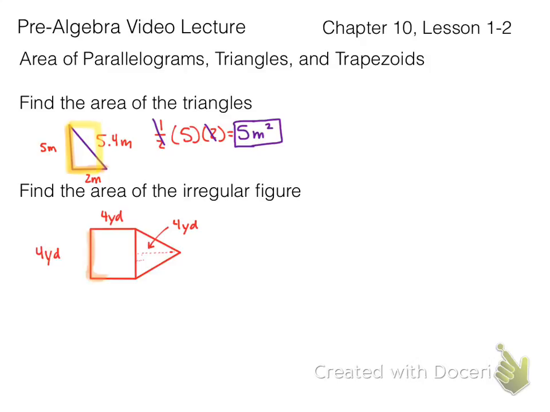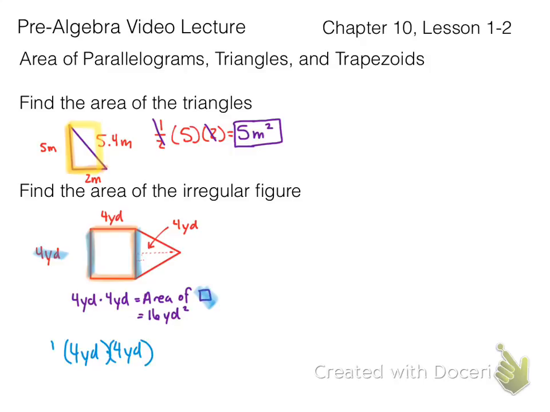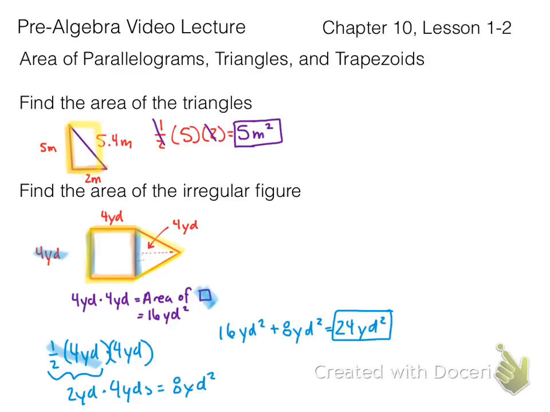So the square is 4 by 4, which gives me an area of 16 yards squared. The triangle is a 4 by 4, but there's also a half going on because it's a triangle. And half of 4 is 2. 2 times 4 is 8, and we have 8 yards squared. So now we have the area of the triangle and the area of the square. By adding them together, we're going to get the area of everything, which is 16 yards squared plus 8 yards squared, which is 24 yards squared.